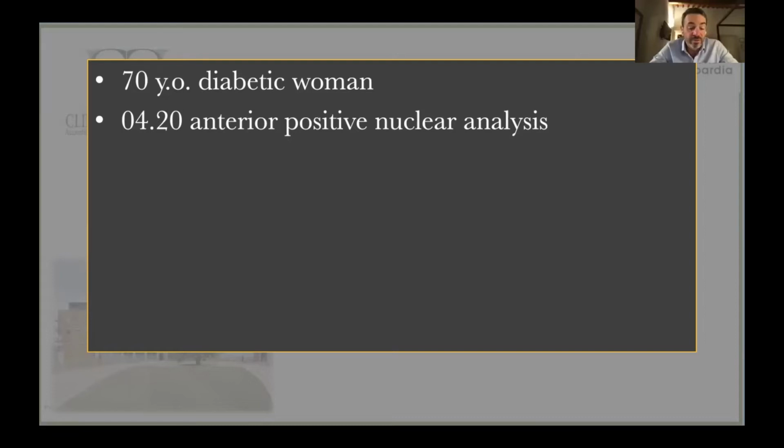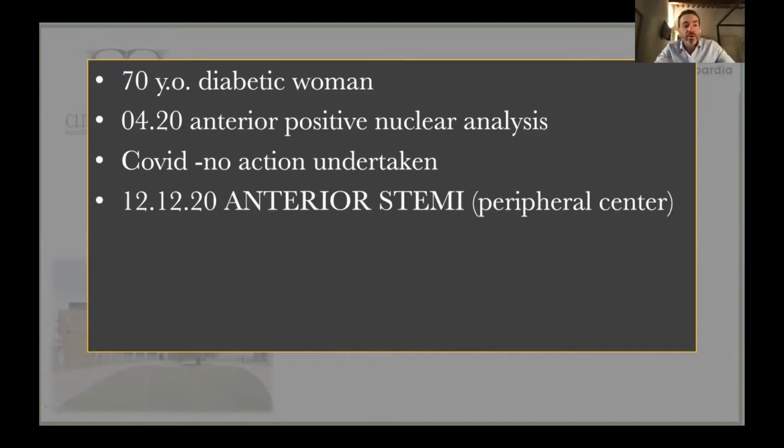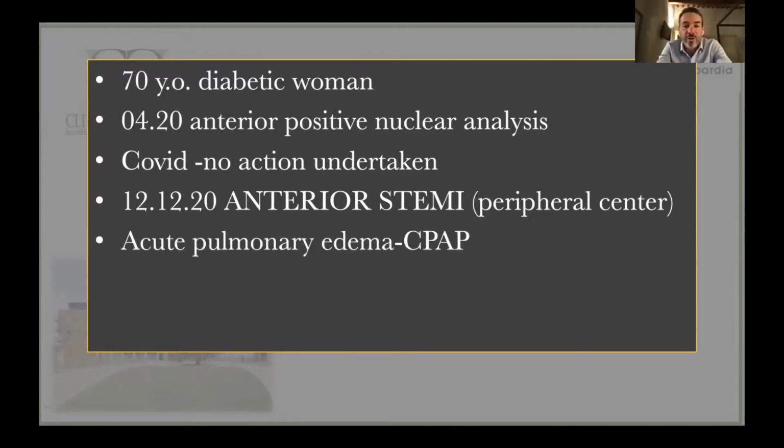The first one is a case that we did 1 year ago during the second pandemic wave of COVID. This was a 70-year-old diabetic woman who previously had a positive nuclear analysis, but nobody cared about this because she couldn't have any cardiologic visit in northern Italy. So no action after this positive nuclear analysis. So she came to a peripheral hospital for an anterior STEMI in December 2020. But they had many problems in facing this because it was a totally COVID hospital, so the patient was sent to our hospital.